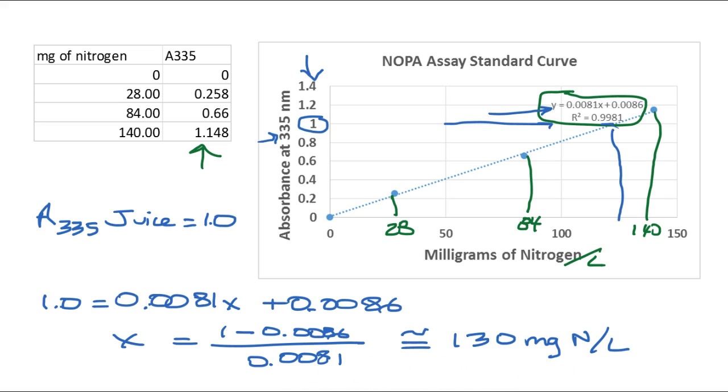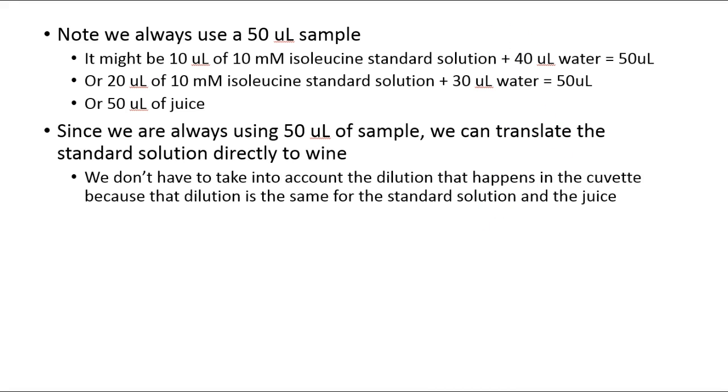That's basically it. That's basically what you need to know. I think the one other thing to think about is the fact that we are using a 50 microliter sample in every case, in every assay. It might be 10 microliters of 10 millimolar isoleucine plus 40 microliters of water to make up the 50. Or it could be 20 microliters of 20 millimolar isoleucine plus 30 to make up the 50. Or it could just be 50 of juice. But since we're always using 50 microliters of sample, we can translate the standard solution directly to wine.